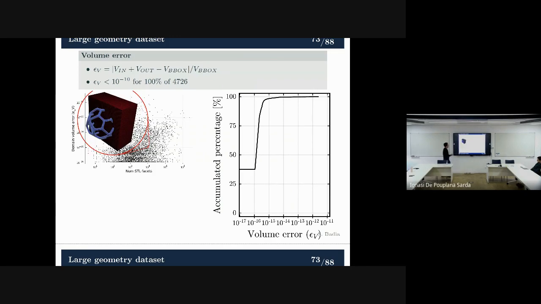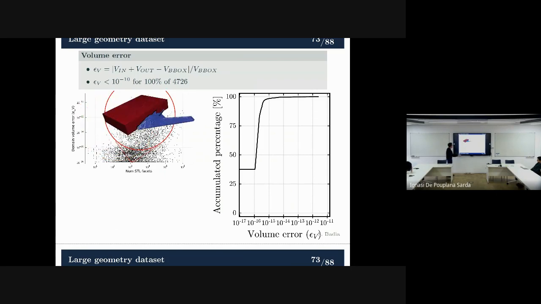Then for some of these, you can see here some of the figures that we solved, some of the STL representations of the surfaces, which were oriented in all cases.